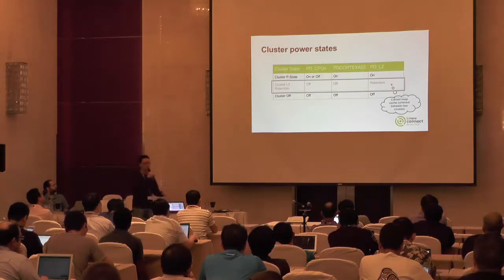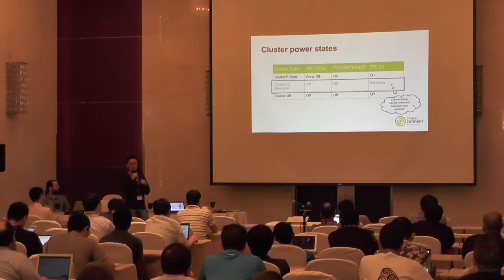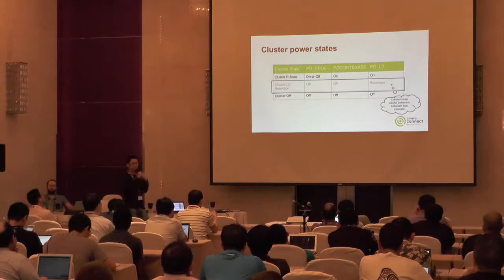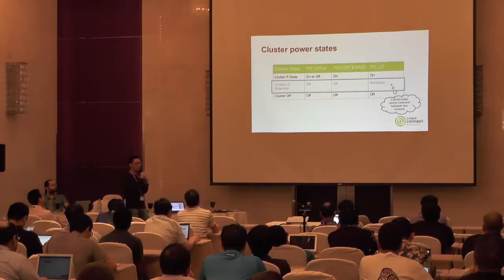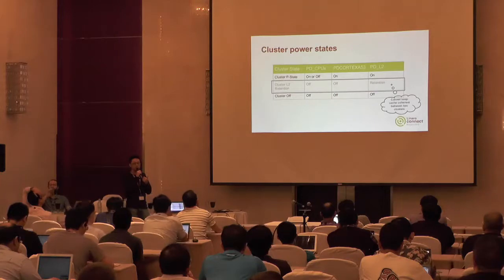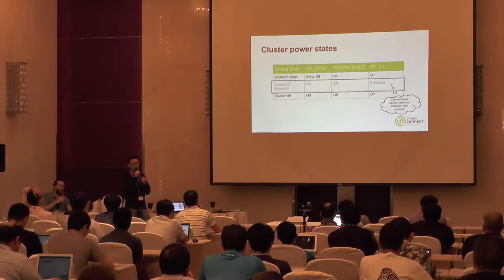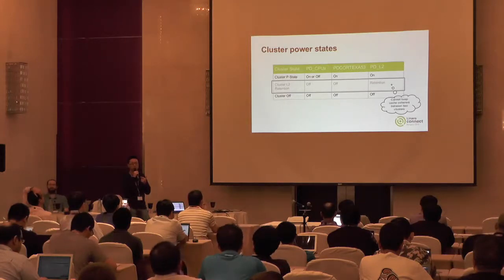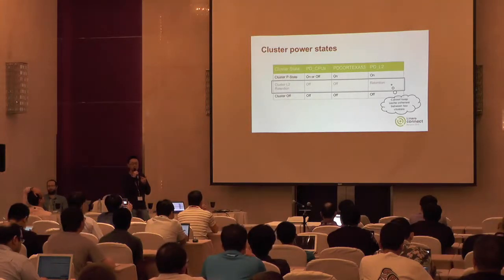Let's go further to the cluster level. For the cluster level, usually there are three states. The P state means that the cluster is powered on and the clock is enabled. There is a very special state, the cluster L2 retention state. In this state, the L2 cache RAM runs into the retention state.